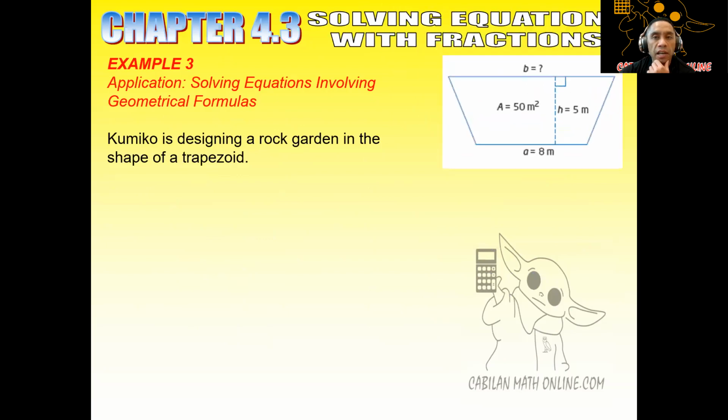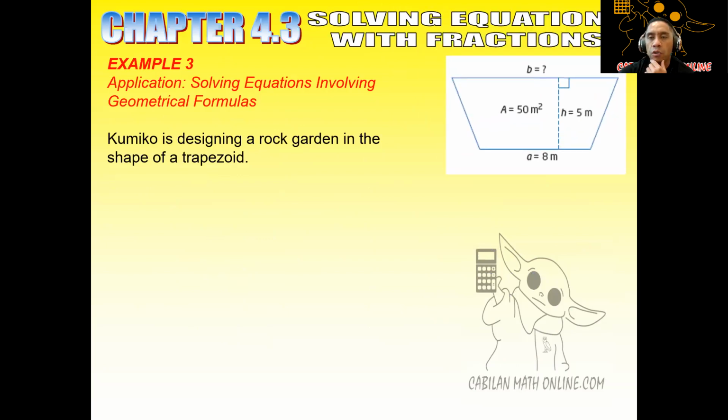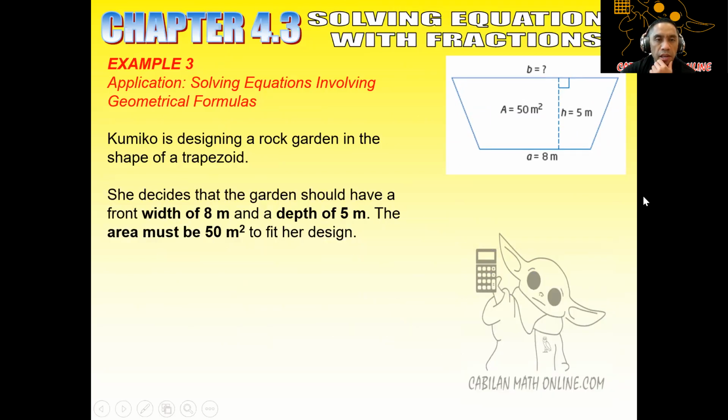So Kumiko is designing a rock garden in the shape of a trapezoid, as you can see in the top right-hand corner there. And what we want to do here is to solve for the unknown dimension, which is designated by the lowercase b here. So what we know here is that she decides that the garden should have a front width of 8 meters and depth of 5 meters. The area must be 50 meters squared to fit her design.